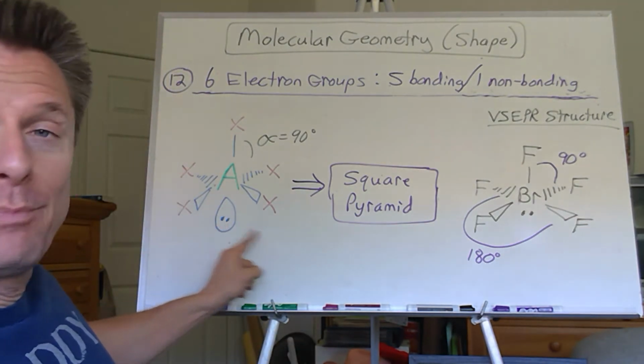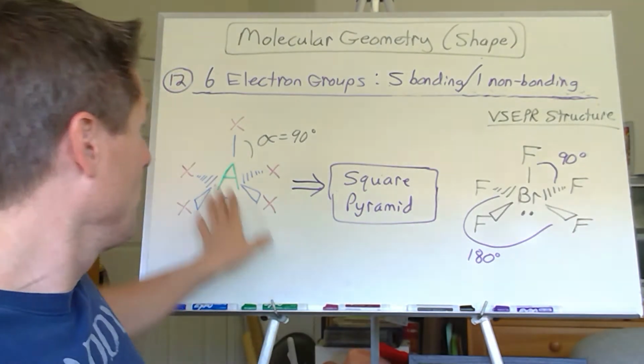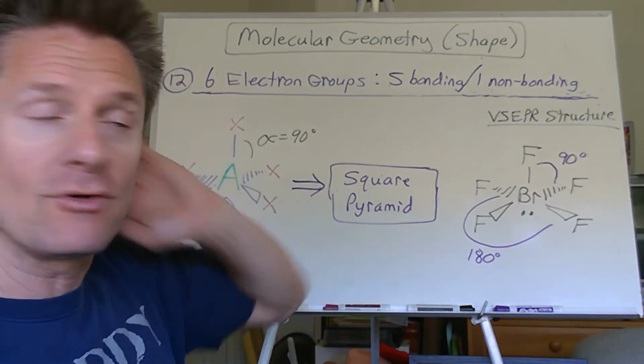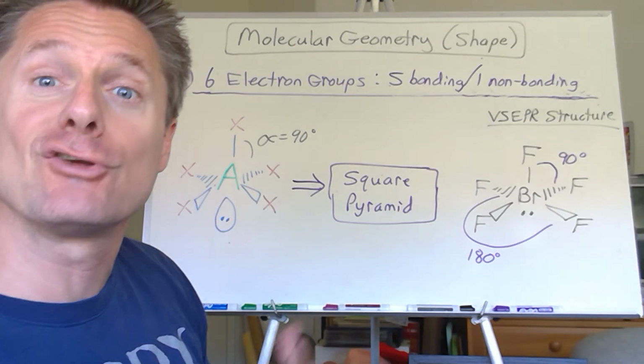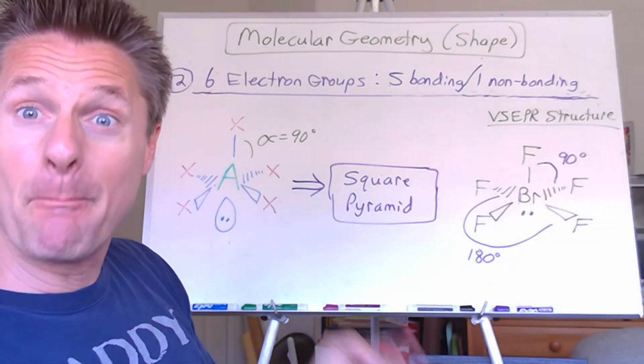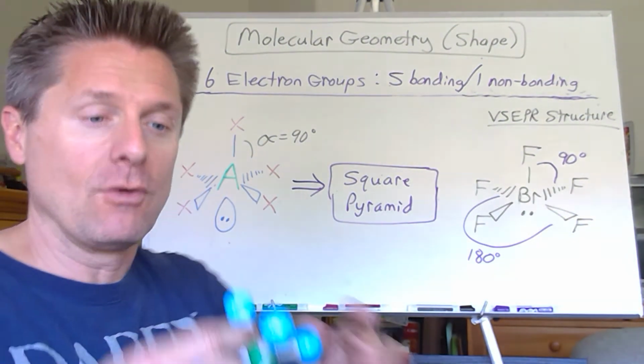So we're going to stick a lone pair. It doesn't matter where you put it. Put it anywhere you want. They're all totally symmetric. I like to put it on the bottom because it shows the resulting molecular shape or molecular geometry the best. But it's not right or wrong. So you could put it anywhere.